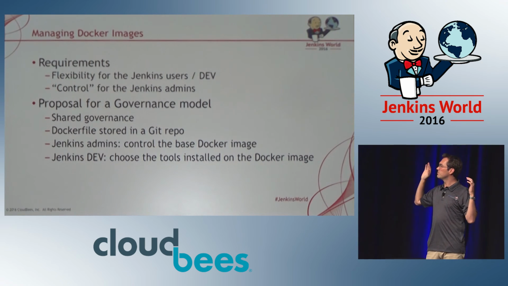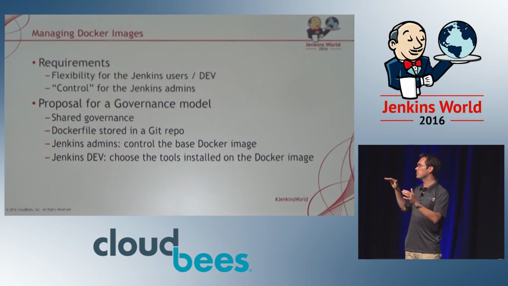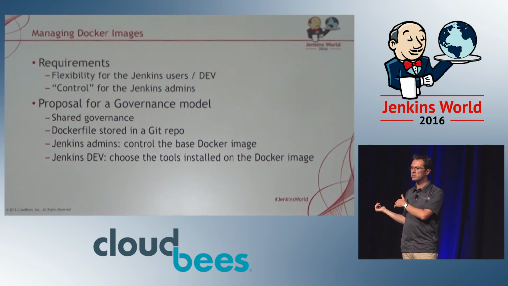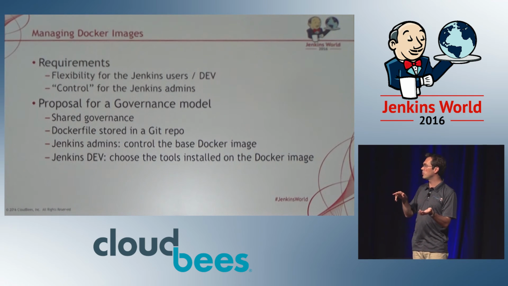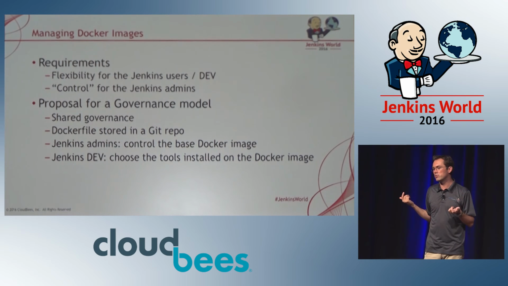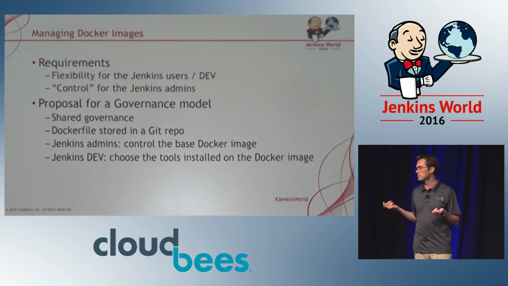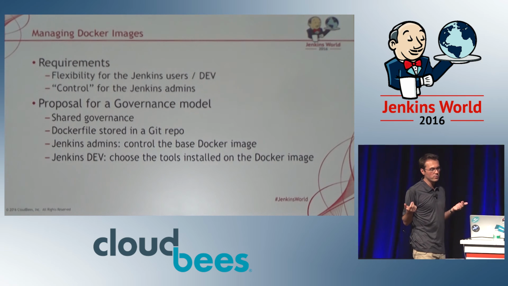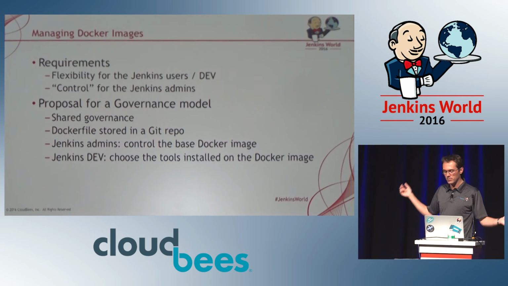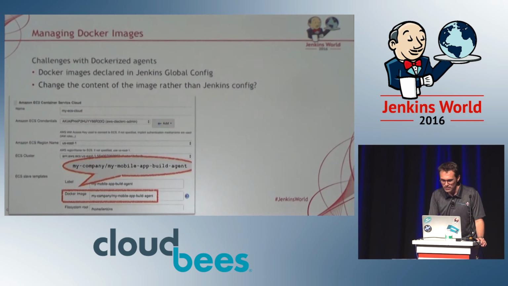And then typically what we can do is that the Jenkins admin will control the base Docker image, and they will let the Jenkins developers, the users, choose the tools that they install on this base image. This is a kind of governance model that works in many organizations.